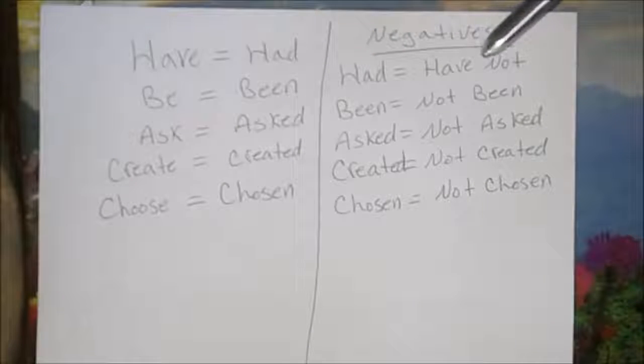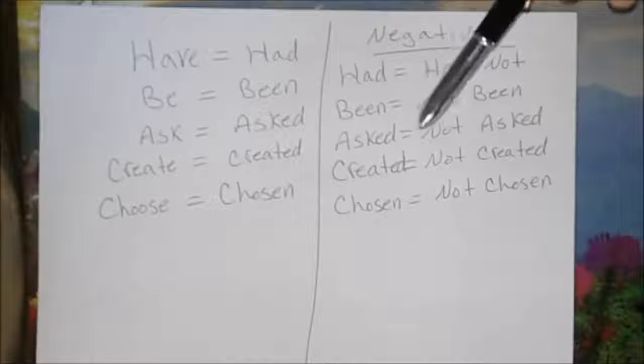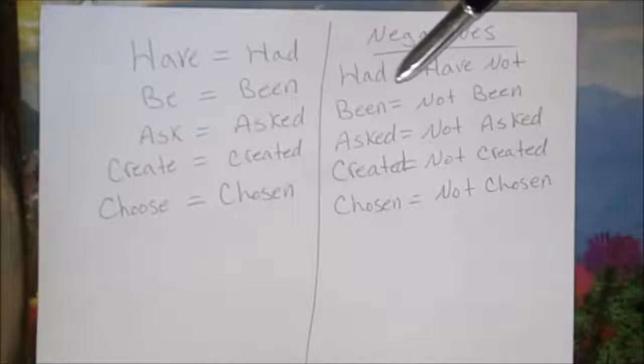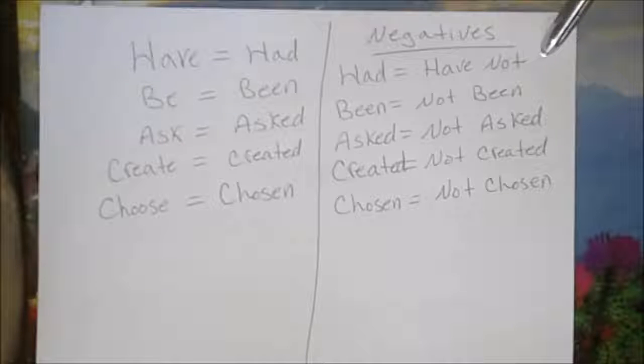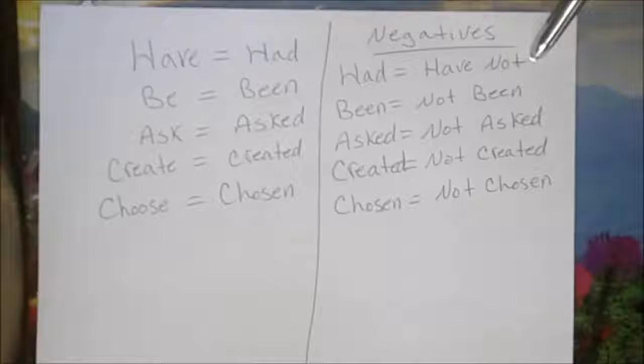Now over here I demonstrate the negatives. And a negative simply means that it's opposite of doing something. It's saying that you didn't do something. So instead of saying I have had a lot of fun, you'd say I have not had a lot of fun. Or you might say I have not had fun.